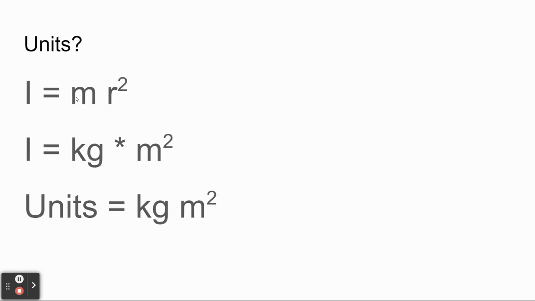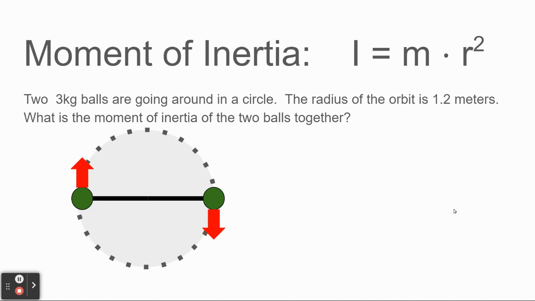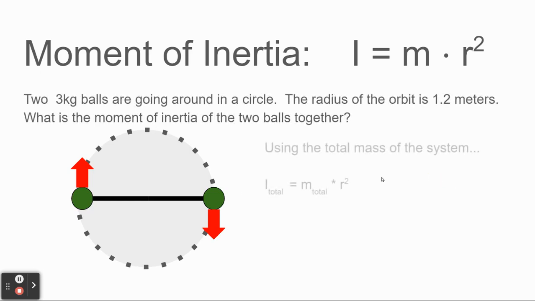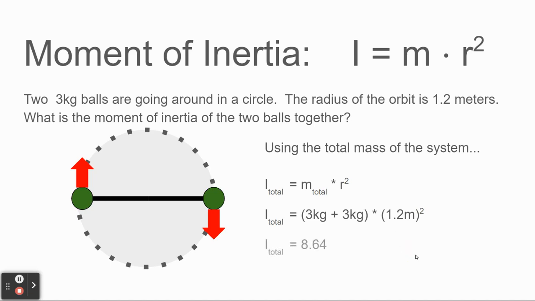But what are the units? So just look at the original equation and plug in the units. So mass is in kilograms, radius is in meters squared, and that's all. So then you end up with kilograms times meters squared. If you have two of these balls that are rotating around, then I'm going to have two 3 kilogram balls, which means that my total mass is going to be 6 kilograms. So 3 plus 3 is 6. I have the same radius of 1.2. I throw that into a calculator and I get 8.64.